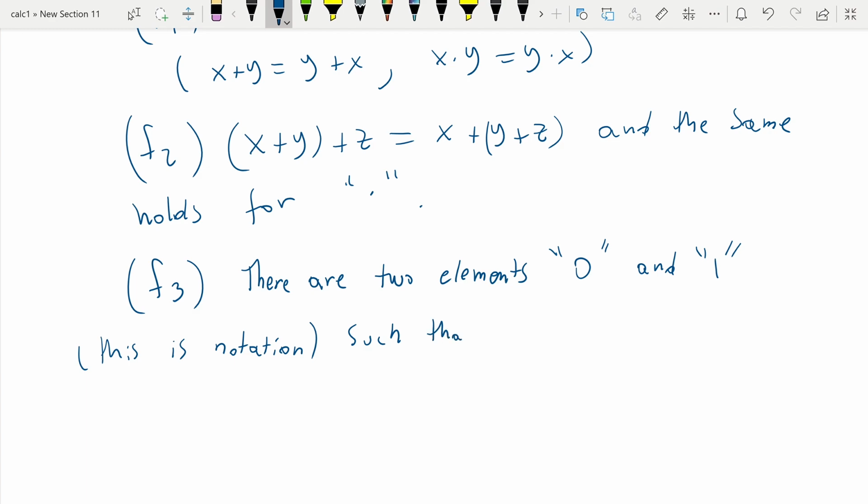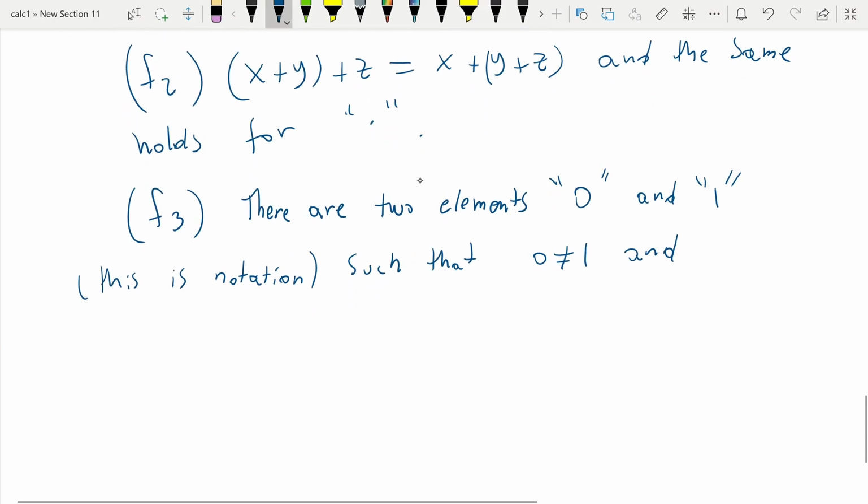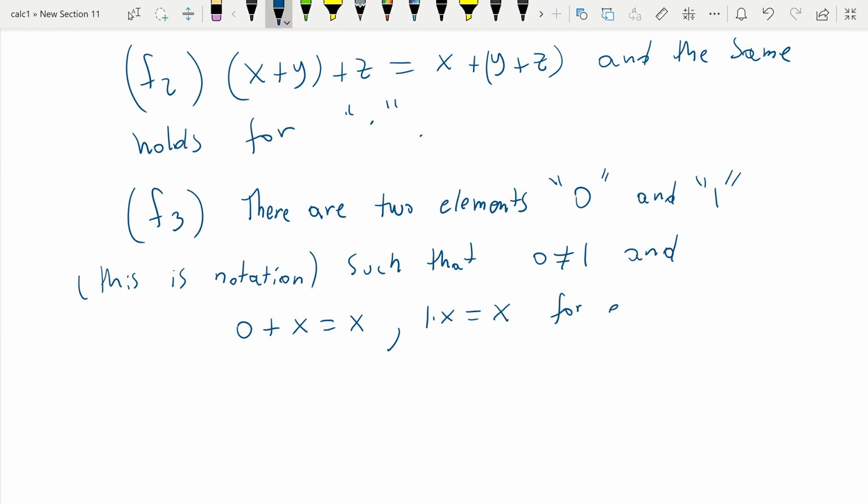First, the thing that I ask you to pay attention to first is that we want these two elements to be different, and 0 plus x is to be equal to x for every x, and 1 times x is to be equal to x times 1 must be, well, this is completely necessary because of commutativity already, and this holds for every x.